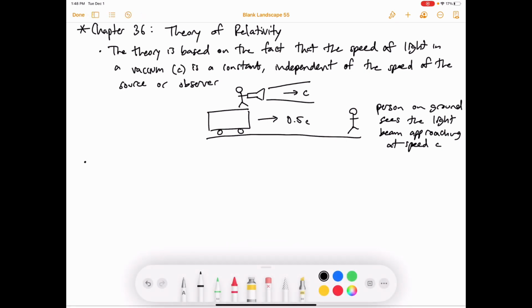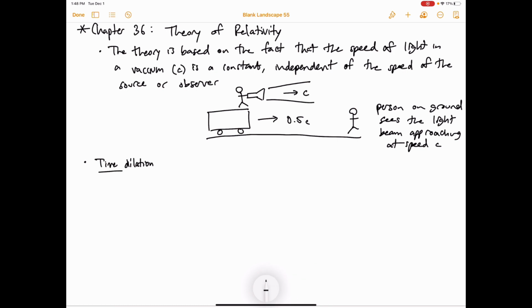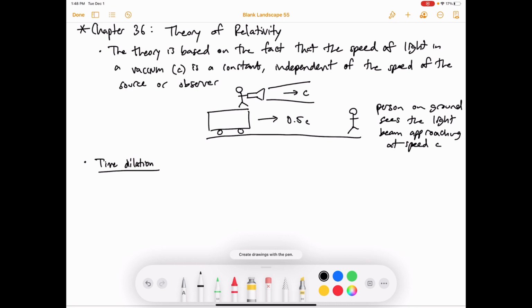So the first relativistic effect that we learned about is called time dilation. So this is the idea that two different observers are not necessarily going to agree on the amount of time that has passed between two events. So the way we write this is delta t is equal to gamma times delta t naught. So delta t and delta t naught refer to some sort of time interval. And gamma is a constant that appears all the time in the equations of relativity. It's equal to 1 over the square root of 1 minus v squared over c squared. So that's the gamma factor.